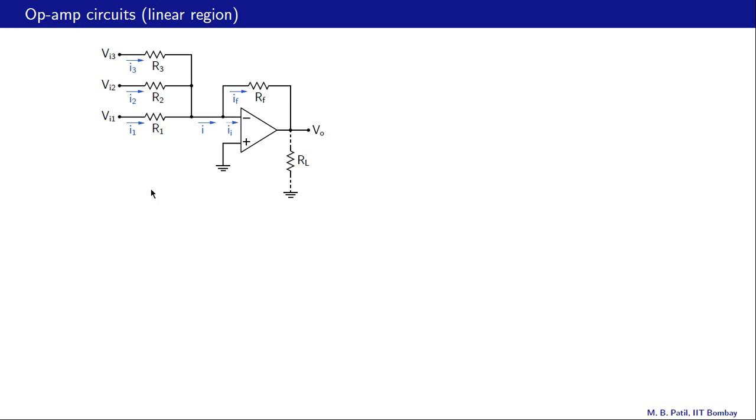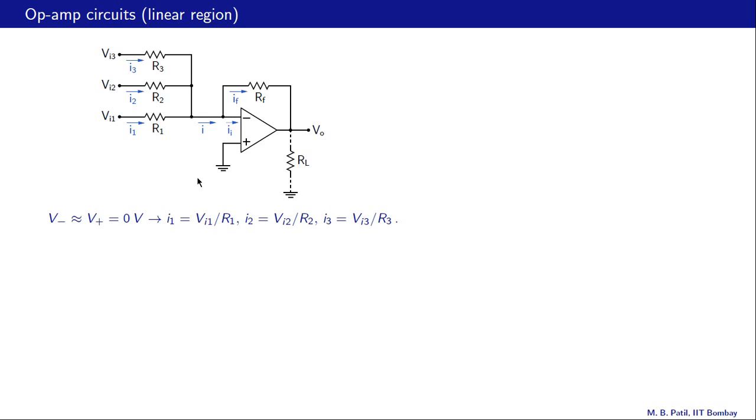Here is another commonly used op-amp circuit, and in fact we are already somewhat familiar with this circuit. Imagine that we don't have this R2 and R3, and in that case the circuit reduces to the inverting amplifier that we have seen earlier. Alright, now coming back to this circuit, there are three inputs here, VI1, VI2 and VI3. That of course is the output. And now let us see how this circuit works.